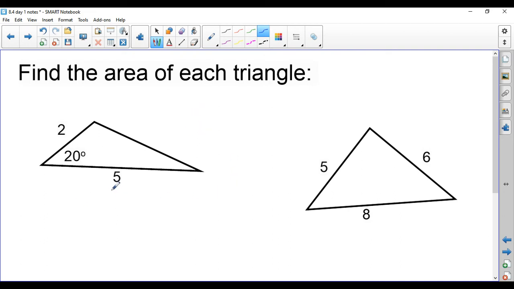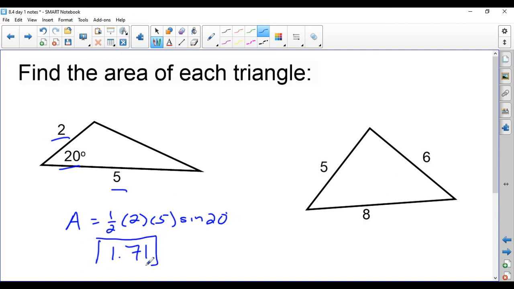So if I look here, I have a side, and an angle. And I don't even have to have the sides labeled. All I know is it's two sides and the angle between them. Area is 1/2 AB sine of C. And then again, our calculator should be in degree mode. And I'm going to do 1/2 times 2 times 5 times sine of 20. And the area of this triangle is about 1.71. If there were units, give me square units for area.